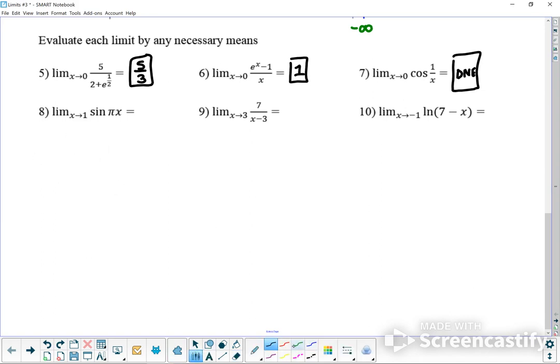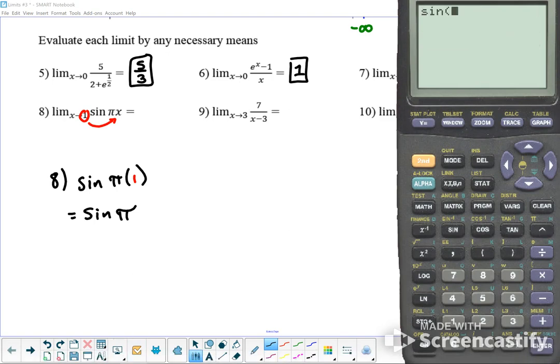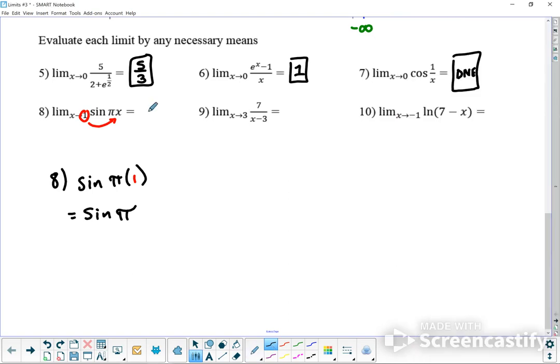Okay, number 8. I'm going to go ahead and plug in because that's the easiest thing to do, is put a 1 for x. So if I do that, I will actually get, for number 8, sine of pi times 1, which is just pi. So you get sine of pi, and we know from our unit circle that the sine of pi is 0. But if you don't know that, you can always put it into your calculator. Sine of pi, and that gets you 0. So this answer is just 0, because that's what the sine of pi is.